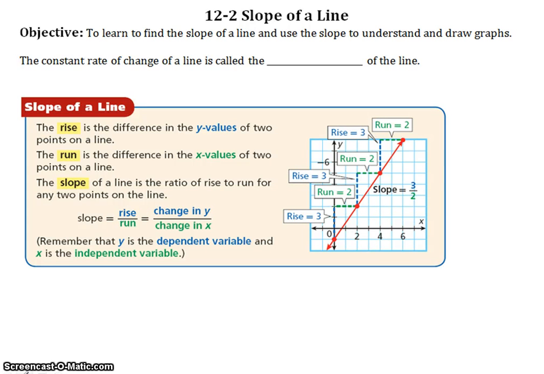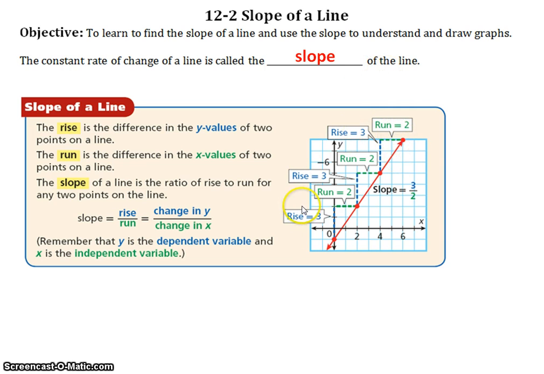Chapter 12, Section 2, the slope of a line. The objective of this lesson is to learn to find the slope of a line and use the slope to understand and draw graphs. The constant rate of change of a line is called the slope of a line.